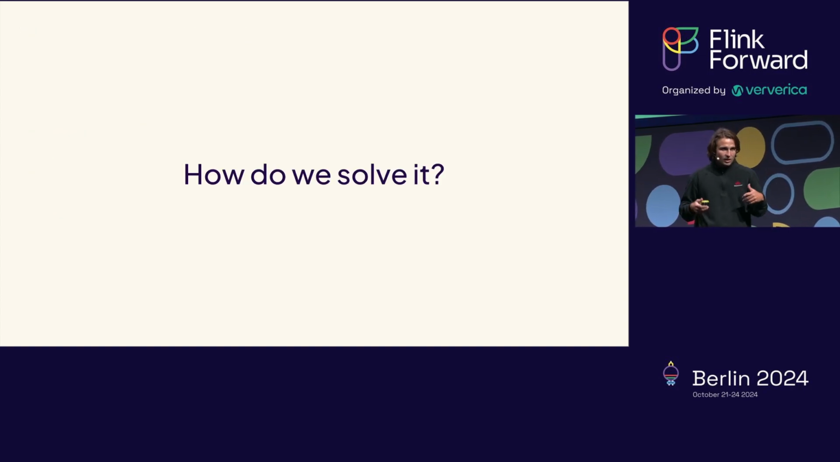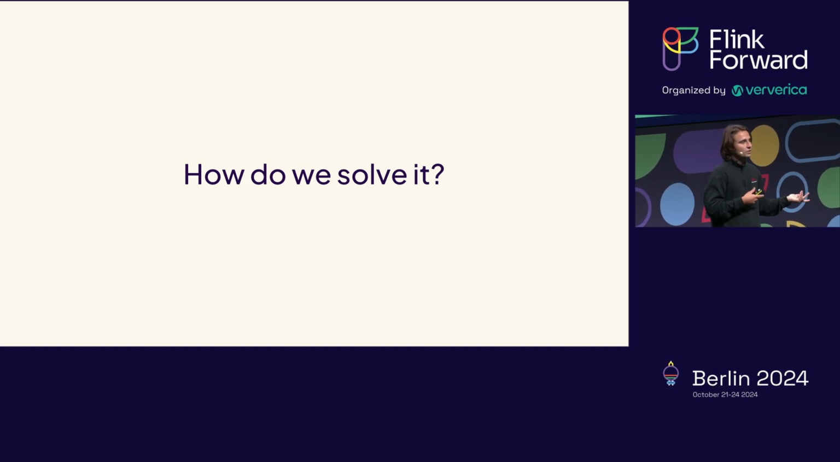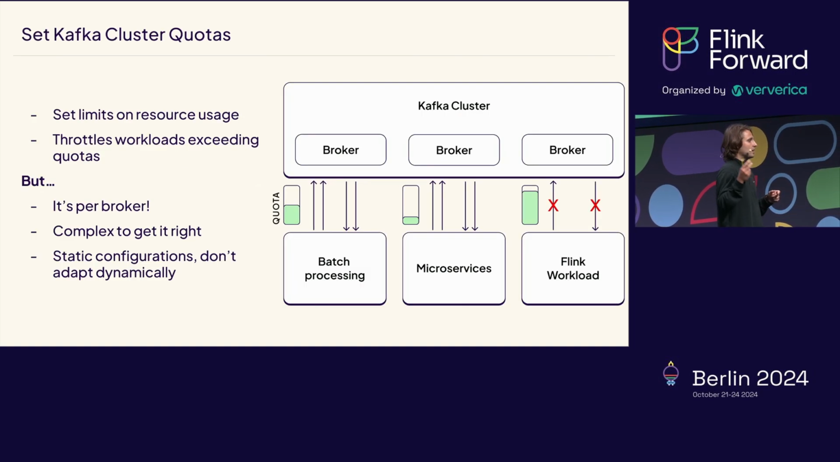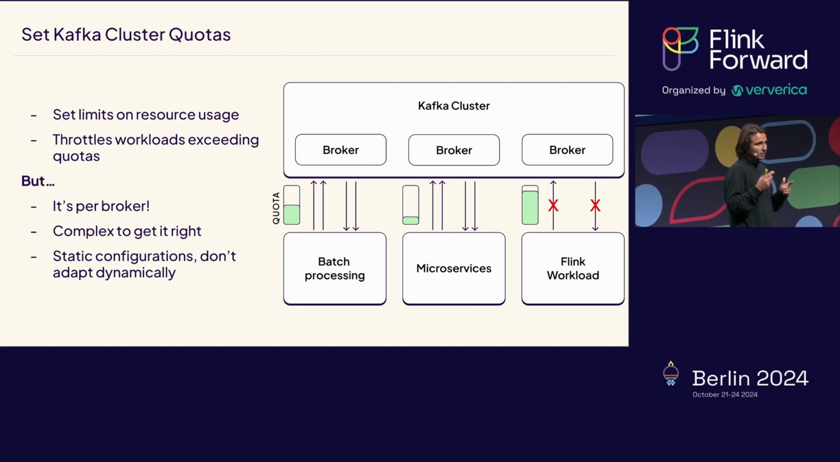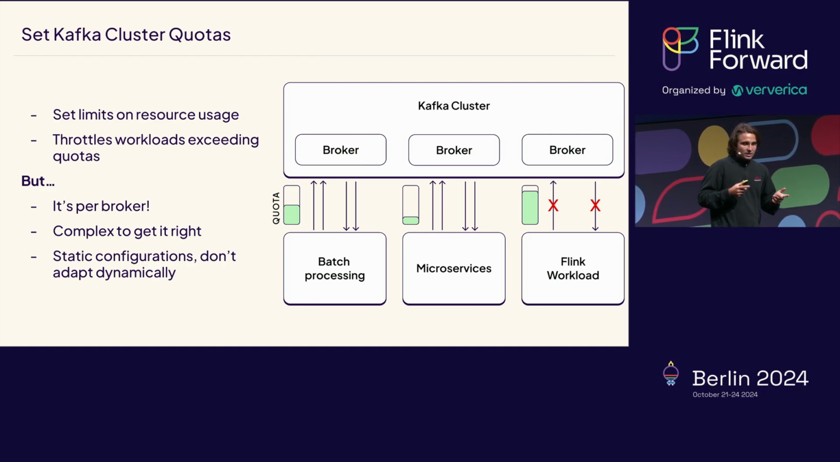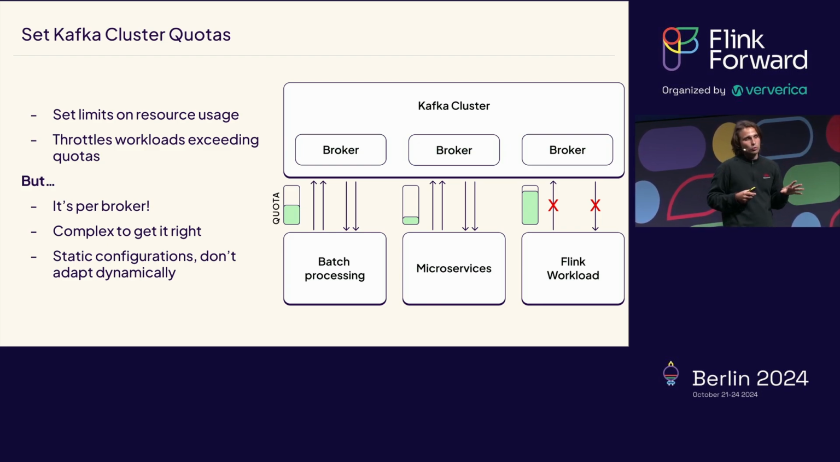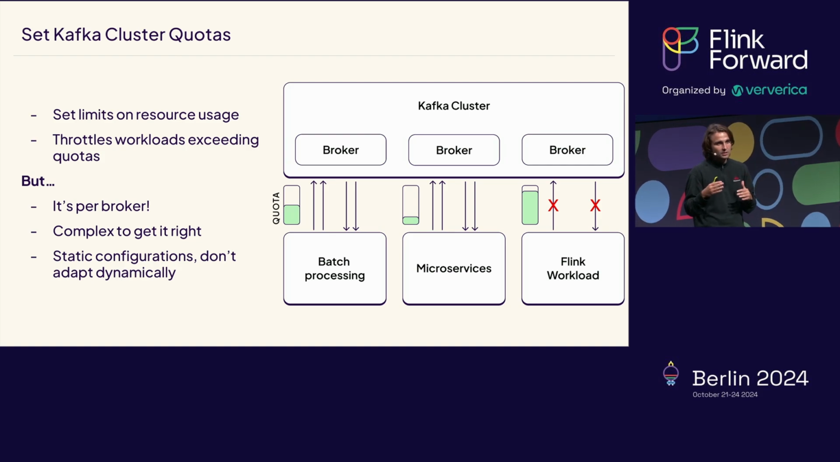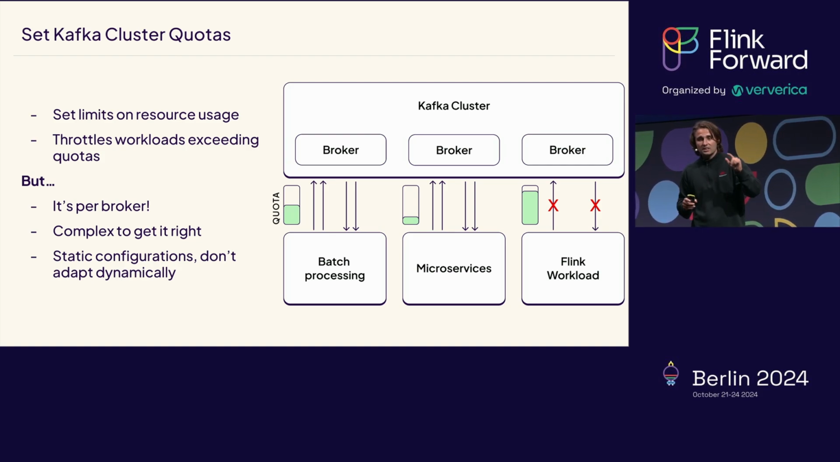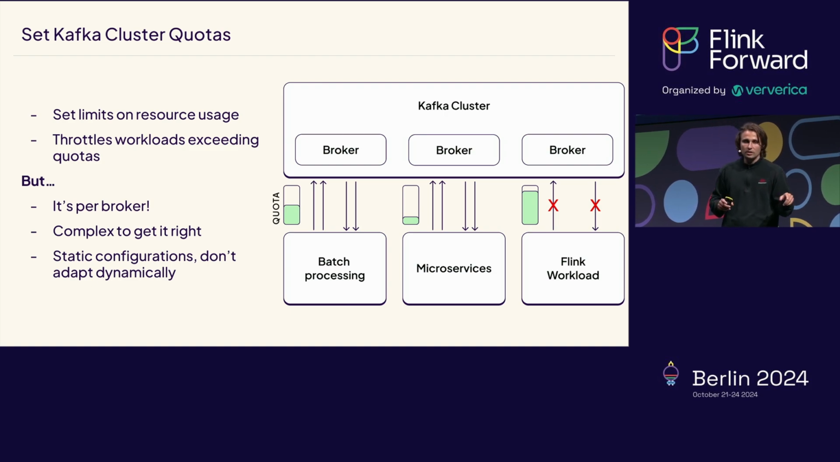So how do we currently solve this issue? There are two main alternatives that people implement. The first one is setting Kafka cluster quotas. Kafka cluster quotas are a mechanism so that you can limit how many resources each workload can consume. And if it exceeds the limit, then this workload, and only this workload, will get throttled. This is implemented in Apache Kafka today, and you can set it.